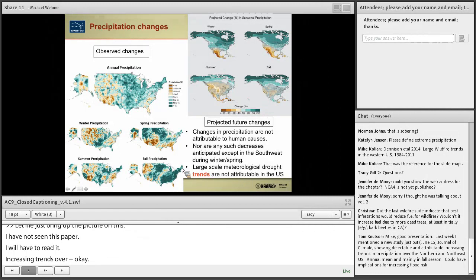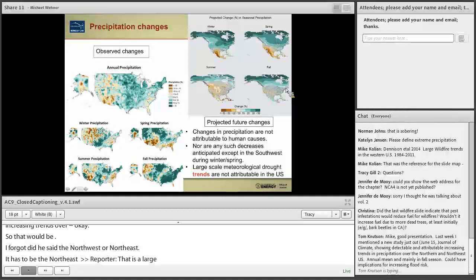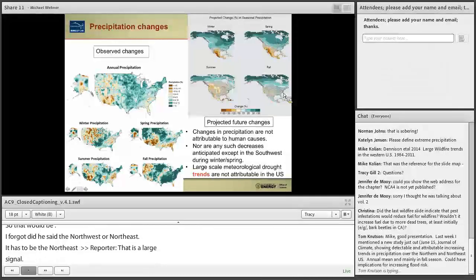Now I've forgotten. Did he say the northwest or the northeast? It has to be the northeast. Yeah, that is a large signal. And when I go to the projections, there is a projected change, but it's projected to be a relatively small change. I'm clearly going to have to read this paper, so I can't make a further comment about it.